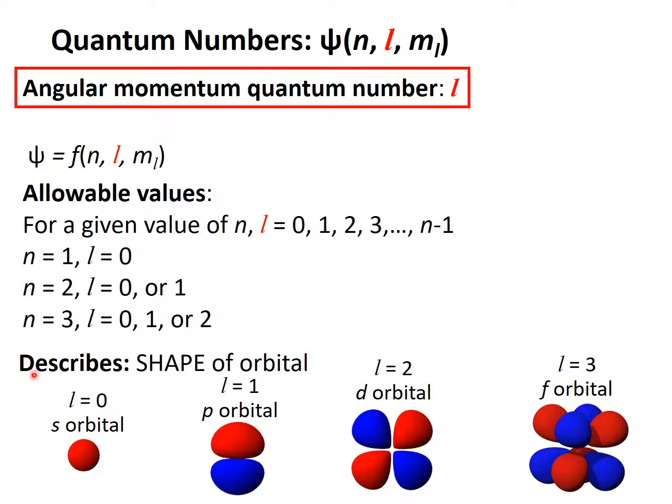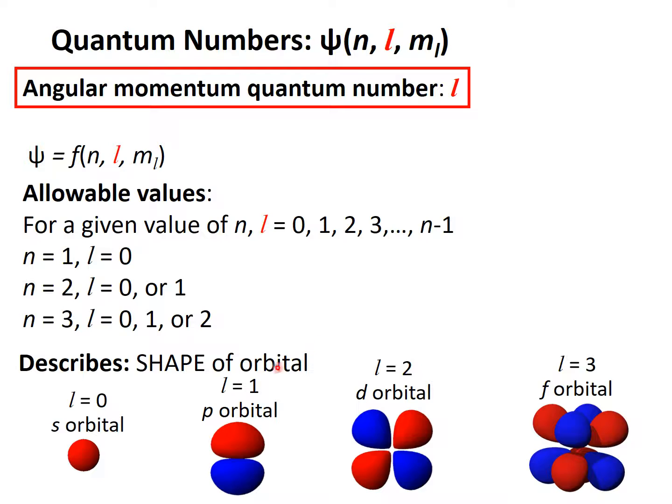The significance of the angular momentum quantum number is that it describes the shape of the orbital. So for example, L equals 0 is completely spherical, which we call an s orbital. L equals 1 is dumbbell shaped and is given the name p orbital. L equals 2 has 4 lobes, and we call this a d orbital. And L equals 3 is an f orbital.